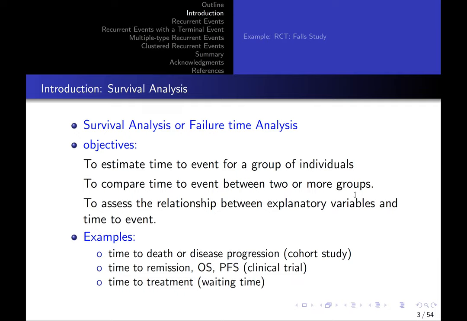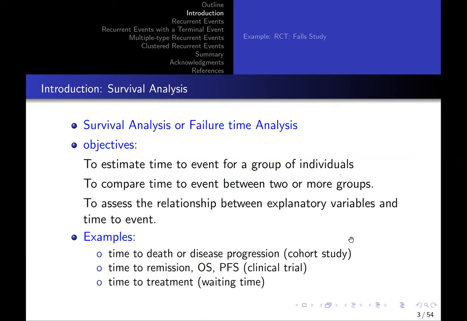The third thing is we can also think of waiting time, like time to some type of treatment as an event. It could be time to surgery. So I've been involved in delay in surgery, delay in care as one of the events in large cancer cohort registry based studies. So time to treatment would be one such event.